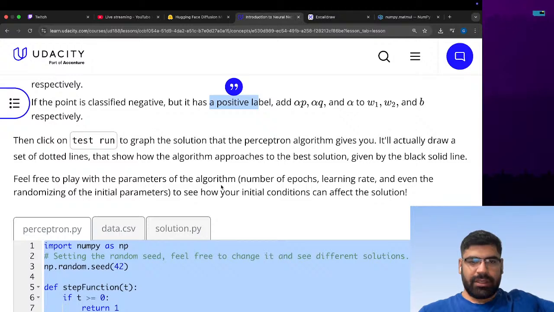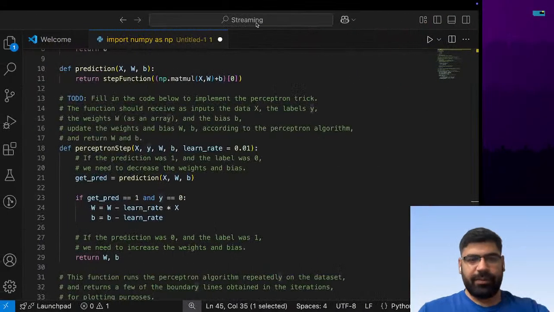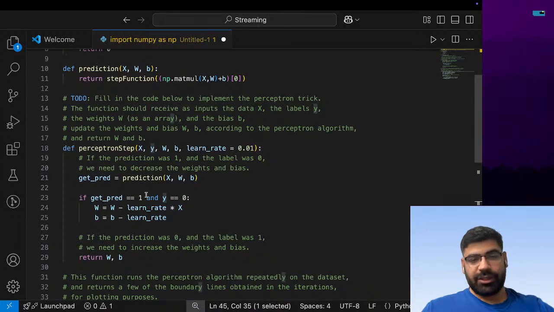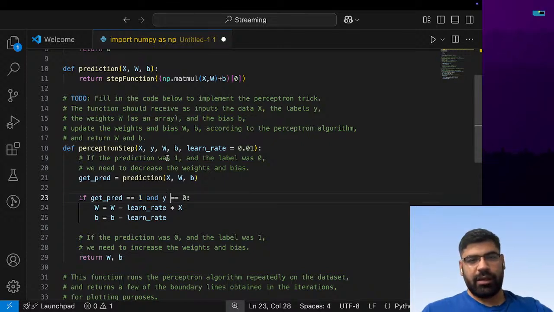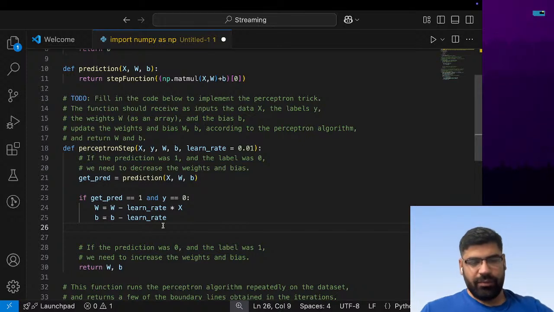Click on test run and so on. So with that being said, what we'll do: if the prediction was 1 and the label was 0, we decrease the weight, right? With the learning rate. So whatever the learning rate is, for every W we are reducing it with the X, and I think it will do the matrix multiplication. I don't know. And we are doing the same with the bias.